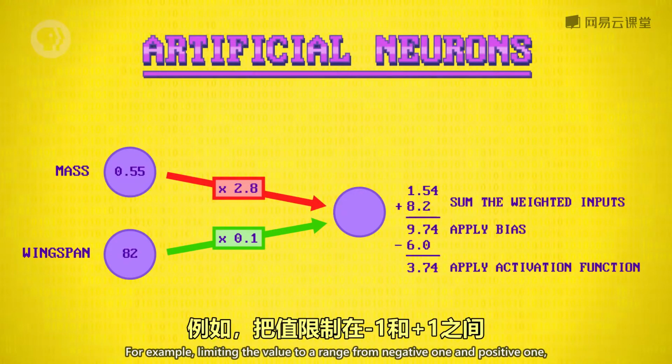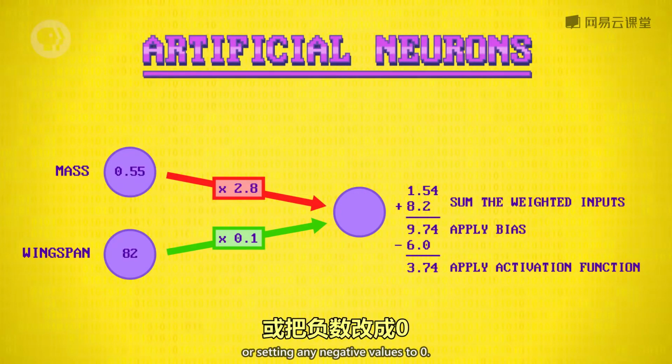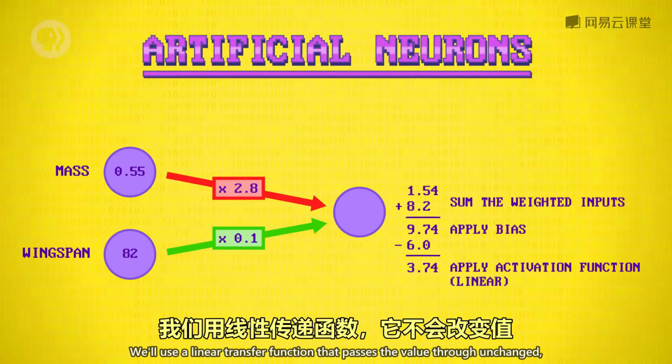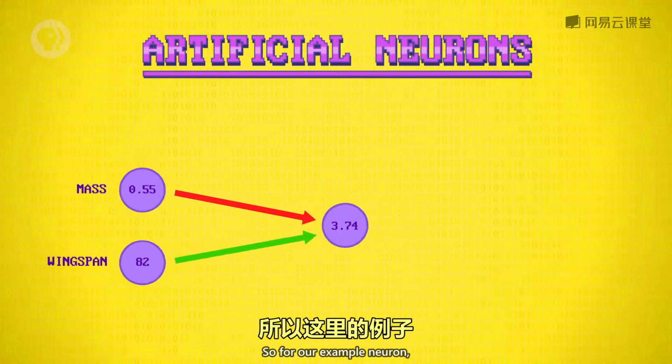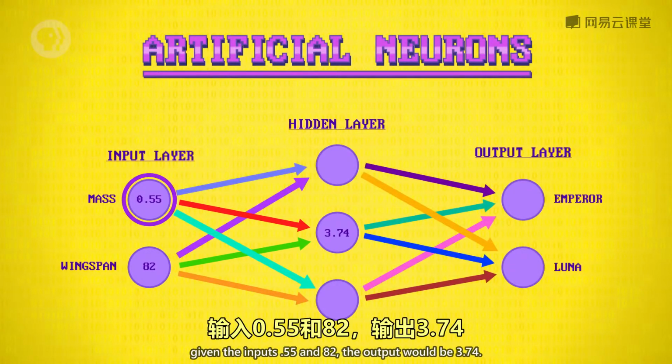For example, limiting the value to a range from -1 and +1, or setting any negative values to 0. We'll use a linear transfer function that passes the value through unchanged, so 3.74 stays as 3.74. So for our example neuron, given the inputs 0.55 and 82, the output would be 3.74.